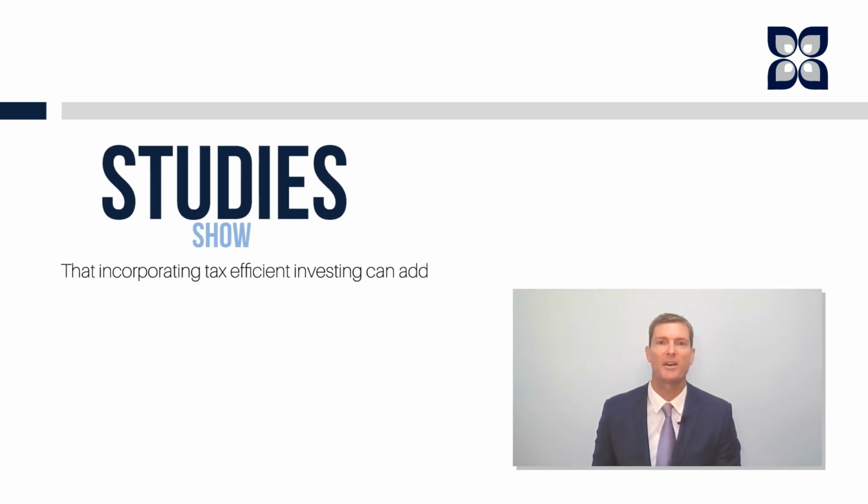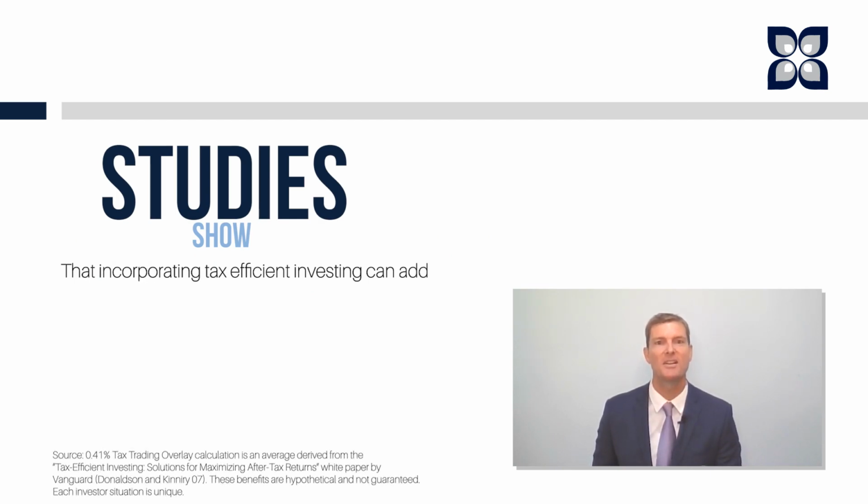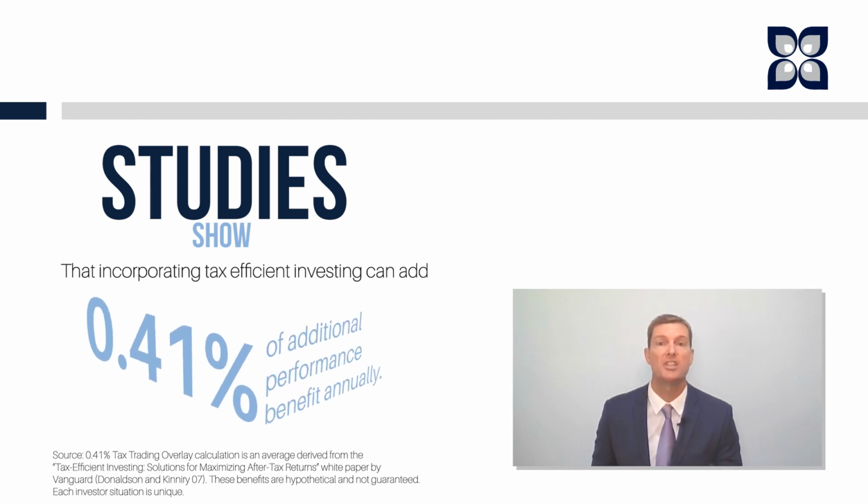Studies show that incorporating tax-efficient investing, like asset location, into an investment portfolio can add 0.41% of additional performance benefit annually. Again, specific client circumstances may dictate asset location to a degree, but generally speaking, by incorporating asset location and tax considerations into our client portfolios, we may ultimately help maximize their after-tax returns.